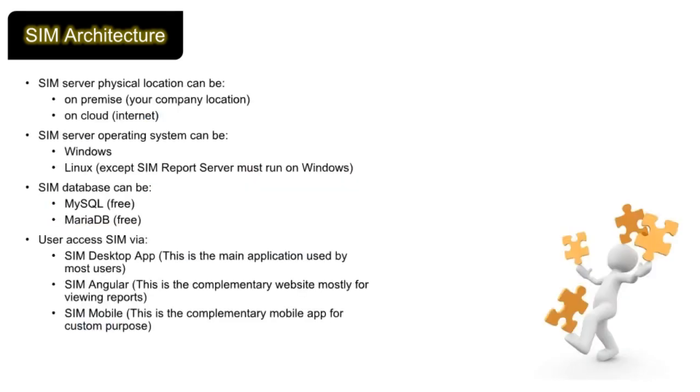As I mentioned earlier, the SIM server can be on-premise within your company data center or office, or you can put it on cloud. The operating system needed for the server can be Windows or Linux, except the SIM Report Server component must run on a Windows machine. The database can be MySQL or MariaDB, but MariaDB is the preferred choice. If you already have a database server you can utilize that existing database server instead. Again, the primary interface is through the Windows app called SIM Desktop app.